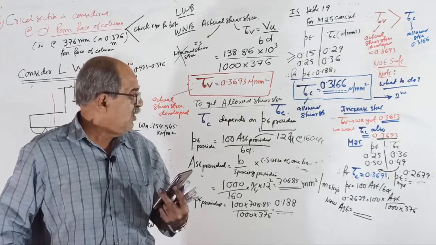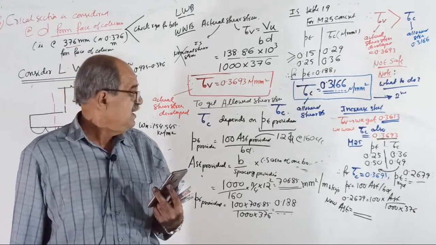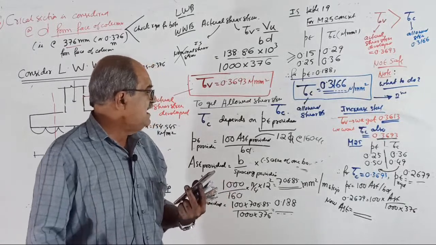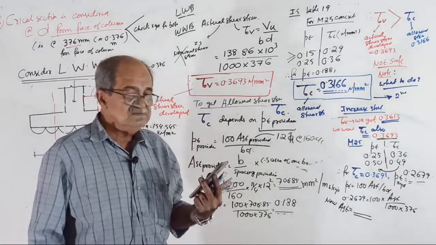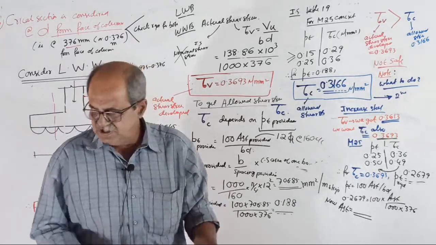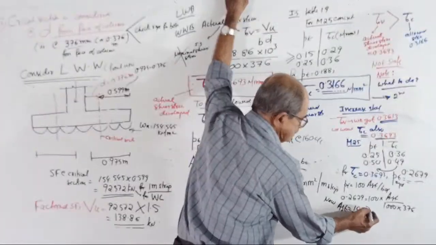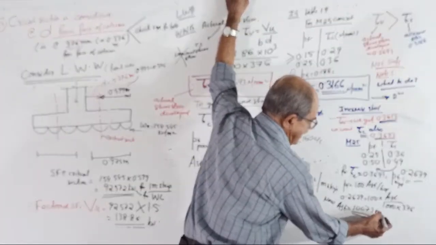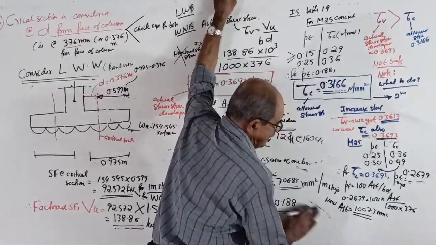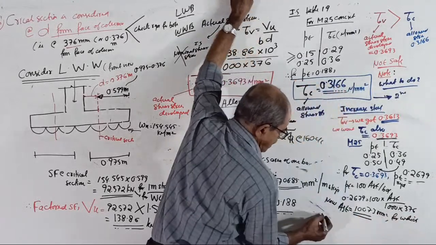New AST: 0.2679 into 1000 into 376 by 100. New AST is 1007.3 mm square. Therefore spacing.